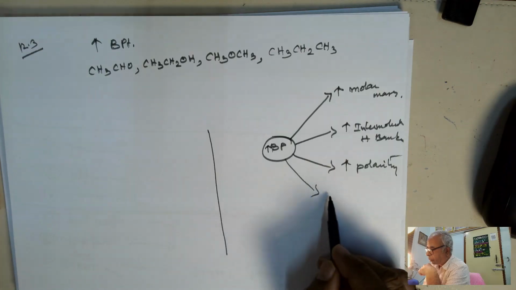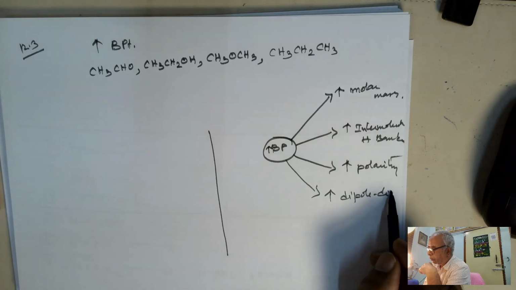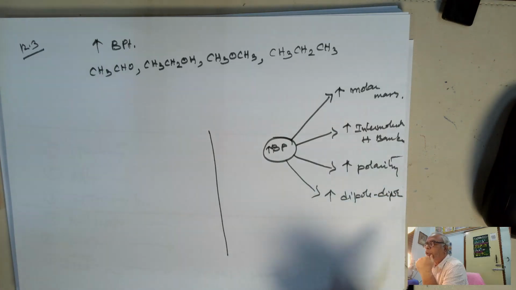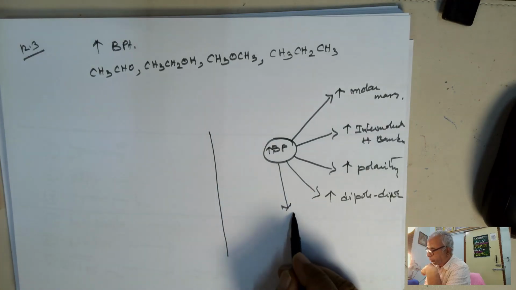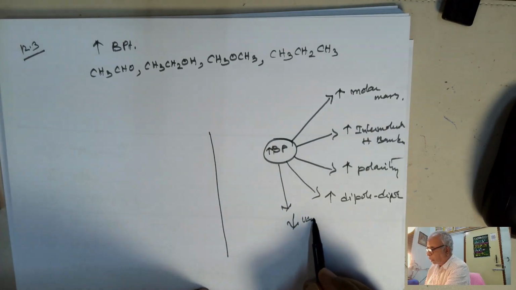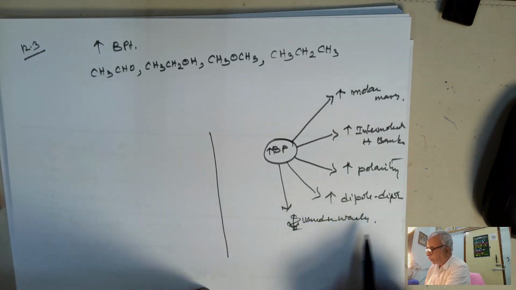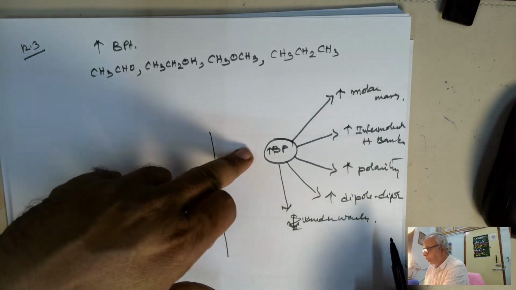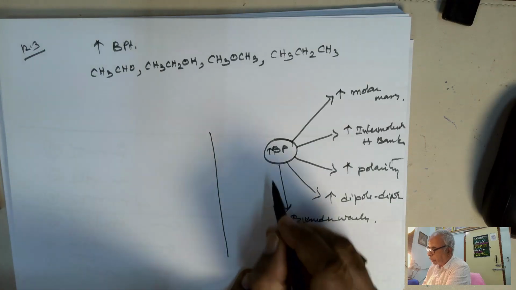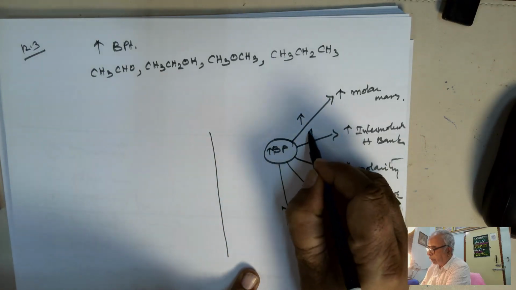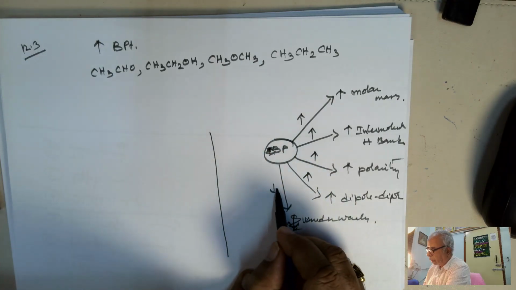When there is more dipole-dipole interaction, there will be more boiling point. When there is a weak van der Waals force, the boiling point actually decreases. So in this case, here it increases, here it increases, here it increases, here it increases, and here it decreases.